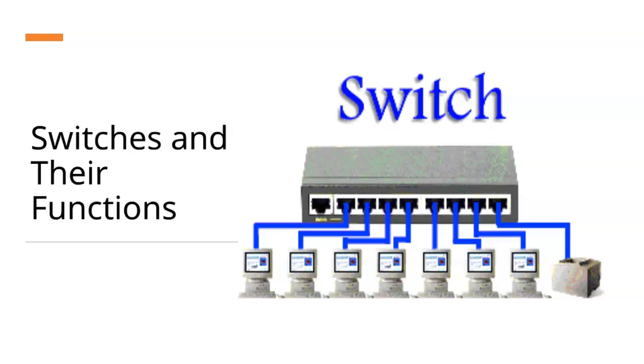6. Switching and filtering. Switches use ASICs, application-specific integrated circuits, to perform high-speed switching and filtering of frames based on MAC addresses. This allows for efficient data transmission within the LAN.